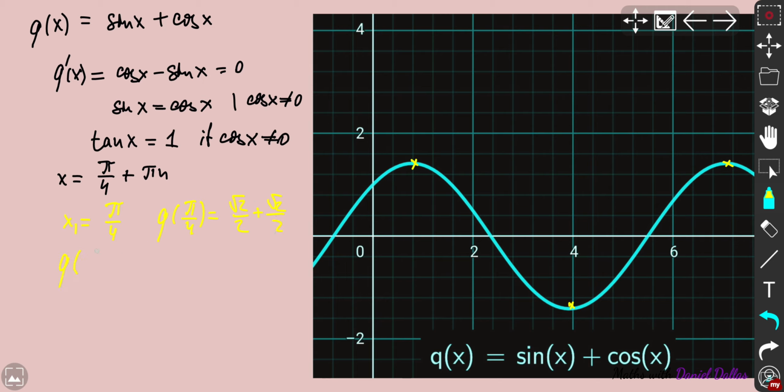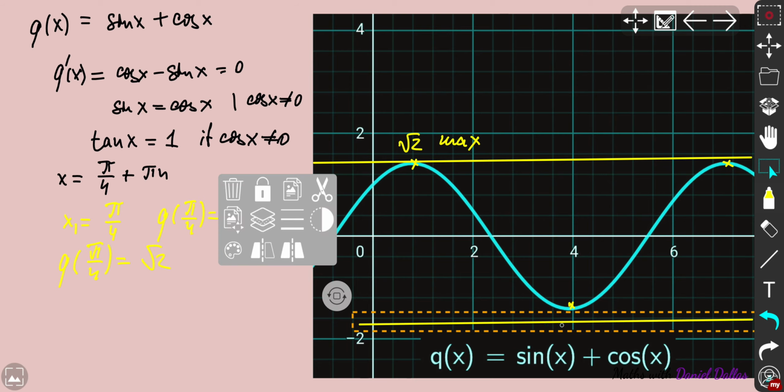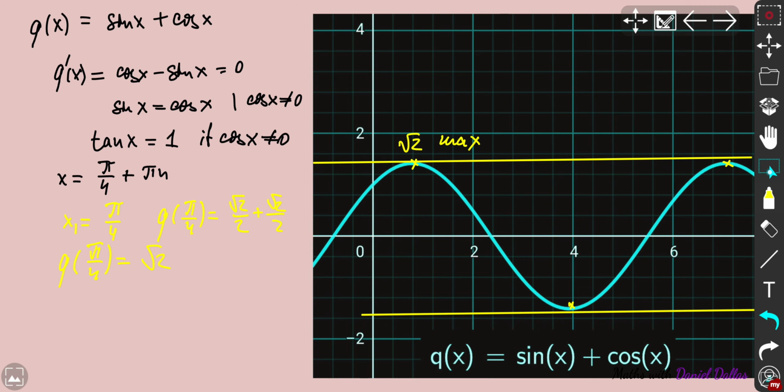So q of pi over 4 is going to be the upper limit, and we can draw the horizontal line at the level of square root of 2. So this is the max point. Of course, the same is going to be negative. It's going to be negative square root of 2, and it should go on this way. So this is negative square root of 2, and that's the minimum possible value for this function.